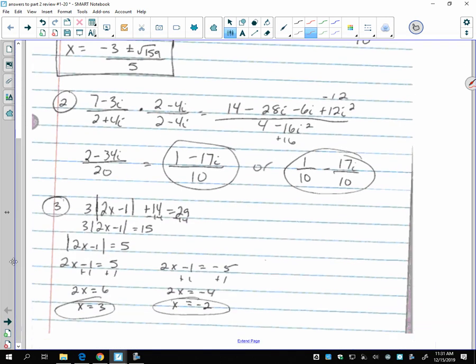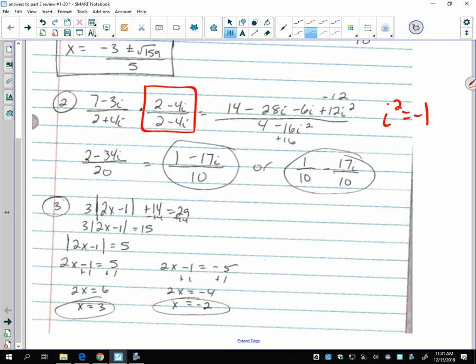Number 2, just like the one that was on part 1 with the square root, we don't want square roots in the bottom of our fraction. We also don't want imaginary numbers in the bottom of our fraction. So on this one, the key is to know to multiply by the conjugate of that denominator. So 2 plus 4i, you just change the sign in the middle. And if you multiply by the conjugate and you FOIL it out, you should get no imaginary numbers, no complex numbers in that denominator. Remember that i squared equals -1.